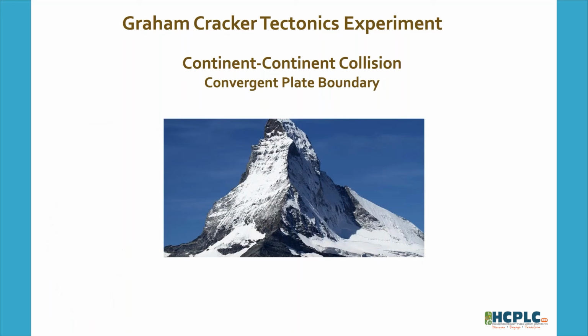So if you happen to guess mountain, you would be correct. So when we have 2 of these continental plates colliding or crashing into each other, this is called a continent-continent collision. It's also called a convergent plate boundary. That just means that the plates are coming together. When they come together and they crash into each other, that land builds up in elevation and it can form a mountain. So if you guessed mountain, you would be correct.